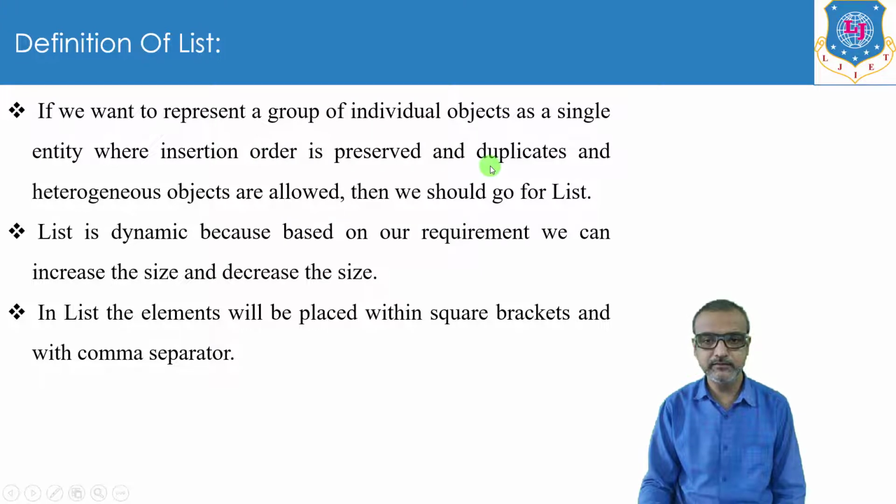And duplicates means if you write down particular elements 2 times or 3 times, it is allowed in list. And heterogeneous object means you can write down integers as well as strings in a list. List is dynamic because based on our requirement we can increase the size and decrease the size. In list, the elements will be placed within square brackets and with comma separator.